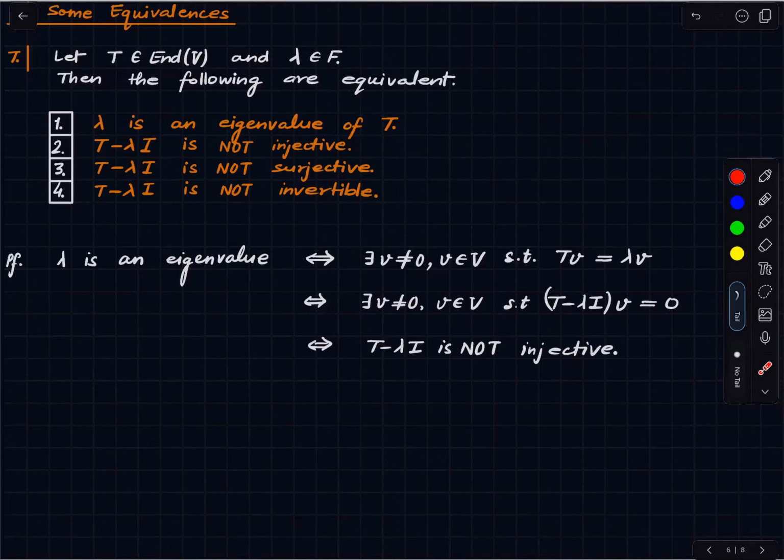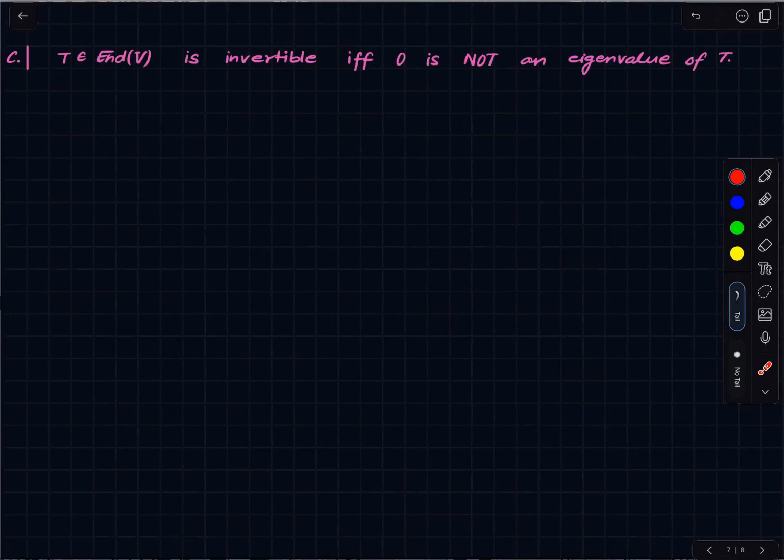Sometimes you want to show that lambda is an eigenvalue. It might be easier to show that T minus lambda I does not have full rank, right? It may seem like a very innocent thing, but it can be very useful. So 0 is an eigenvalue if and only if the endomorphism is not an isomorphism. I think, yeah, this is that corollary. So immediately from the previous proposition, T is invertible if and only if 0 is not an eigenvalue, or equivalently, 0 is an eigenvalue if and only if T is not invertible.